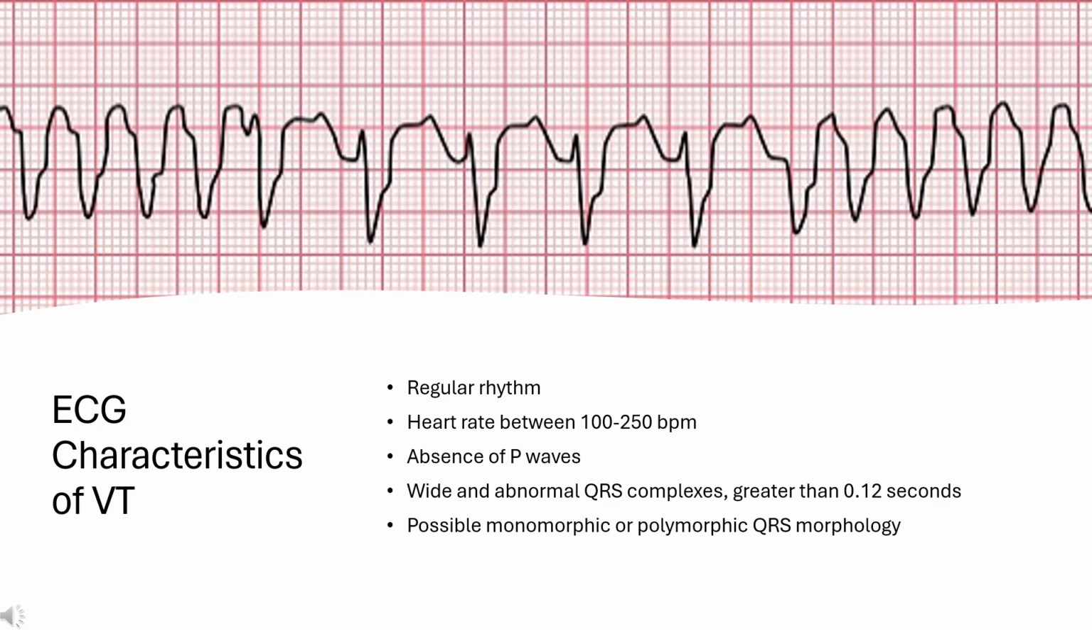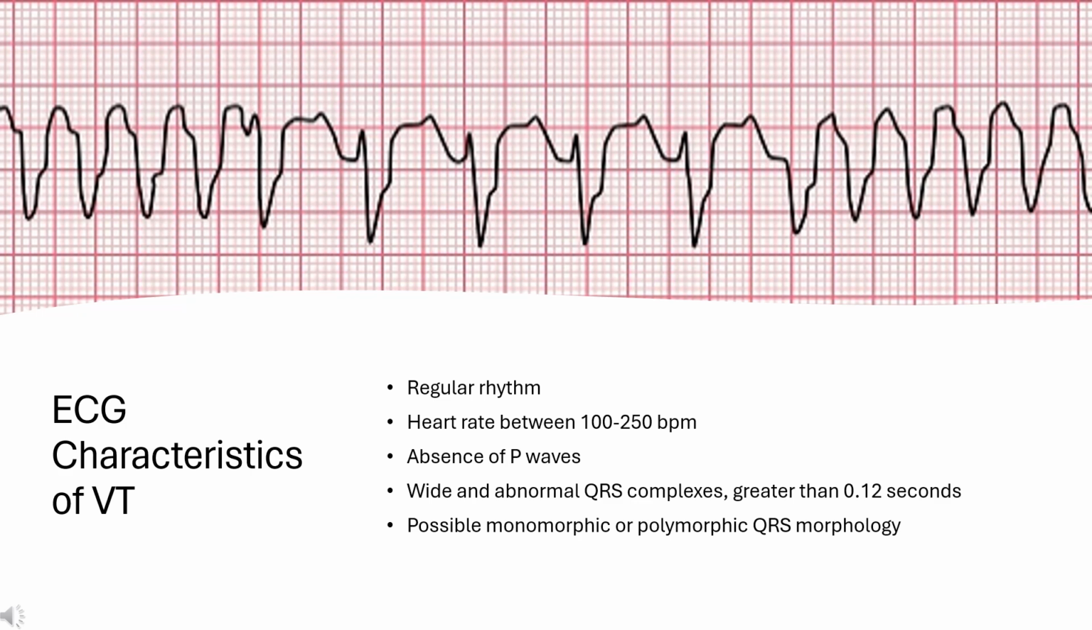Ventricular tachycardia typically presents with a regular rhythm. This means that the intervals between each QRS complex are consistent, unlike in some other arrhythmias where the rhythm might be irregular. Consistency in rhythm helps to differentiate VT from other conditions like atrial fibrillation, which has an irregular rhythm.